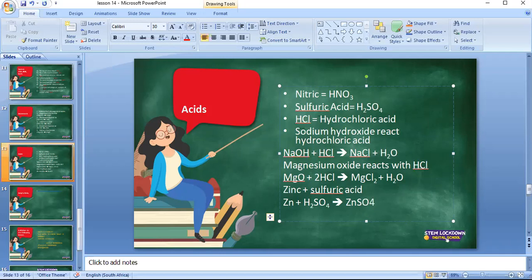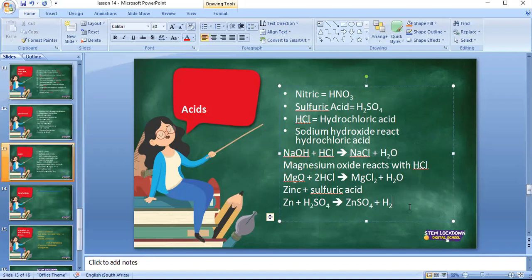What's wrong, Kosi? You are not following, Kosi. So it's ZnSO4 plus H2. Is our equation balanced? Yes. Let's calculate. Yes, it is balanced.